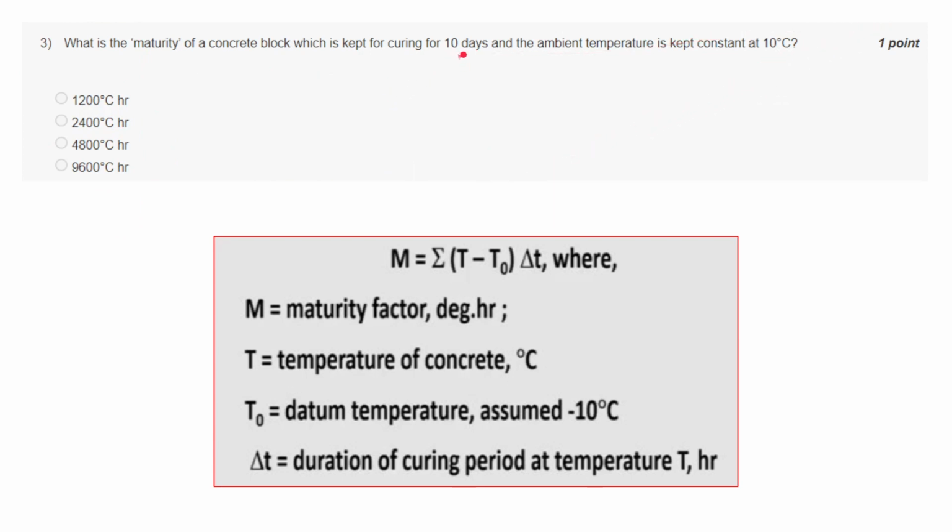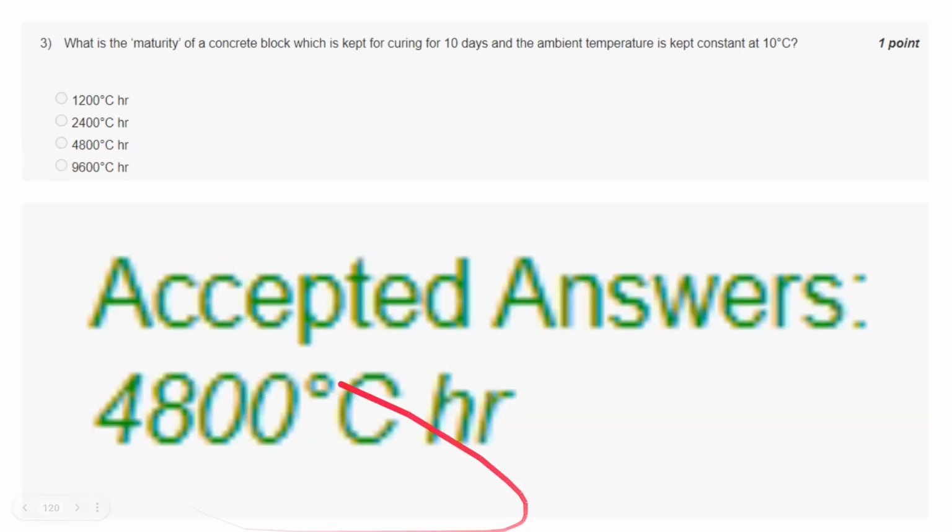So for 10 days, as we know, one day consists of 24 hours. So 10 days will consist of 240 hours. T naught is taken as minus 10 and T is 10 degrees. So 10 minus minus 10 will be 20, right? So 24 into 20 will be the maturity, and that will be equivalent to 4800. Okay. So the answer will be 4800 degrees centigrade R. So as you can see, the answer is 4800 degree centigrade R.